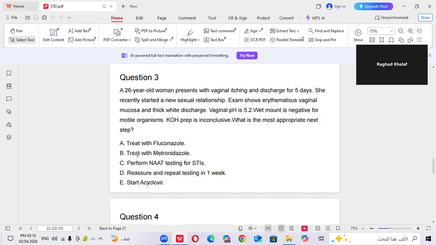So either you are going to treat with metronidazole or perform NAT testing for STI. Well, the right answer is to perform NAT testing for STI. This is an MBME style question, and the writer for this question doesn't like you to jump to conclusions and to assume that the cause is bacterial vaginosis, for example, and to treat directly. You have to make sure what you are dealing with. So you have to do the NAT testing and make sure that you don't have STI, and then you can safely assume that it's bacterial vaginosis and you can treat accordingly. So the right answer is to perform the NAT testing.